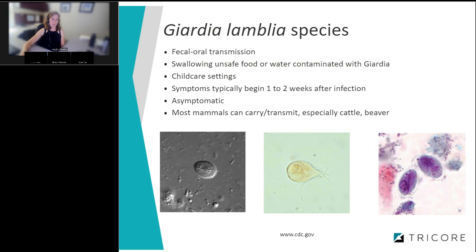Actually, all 3 of the protozoans that I'll speak about today have some population that, when they're infected, are asymptomatic. Most mammals can actually carry and transmit Giardia, and that includes cattle and beaver. It's known to campers as beaver fever. So this is an example of a cyst in a wet mount. Here's a picture of a trophozoite, so they are flagellated, stained with iodine. And then these are pictures of cysts stained with trichrome.